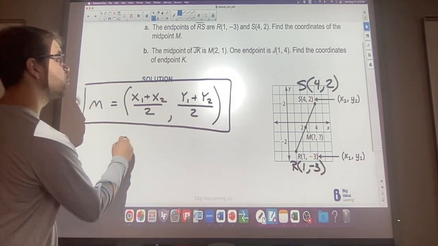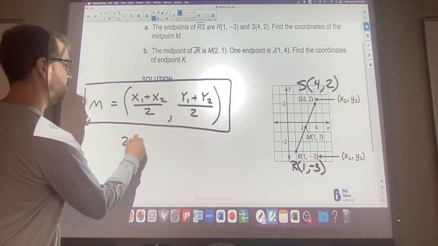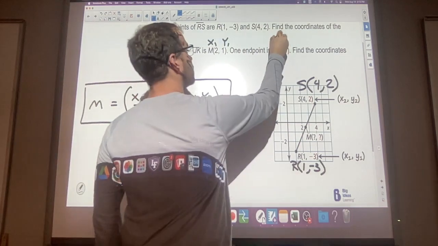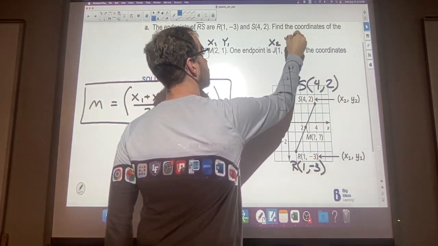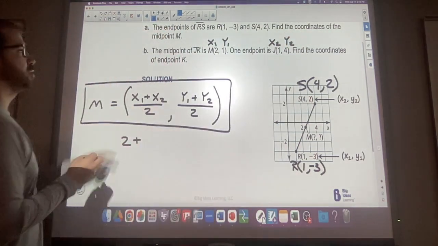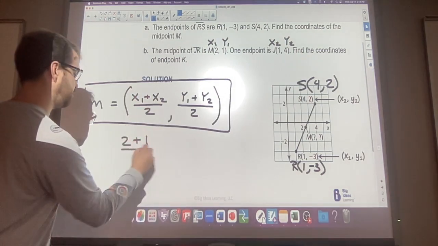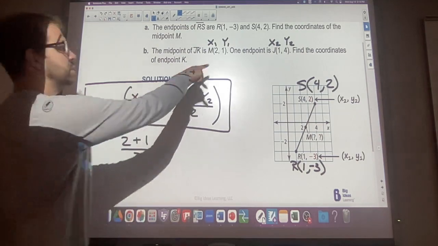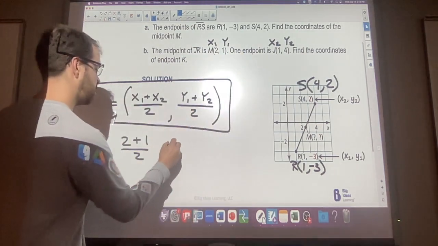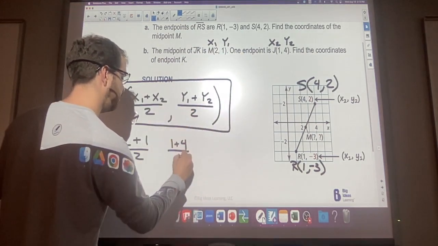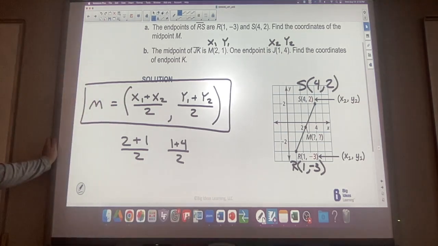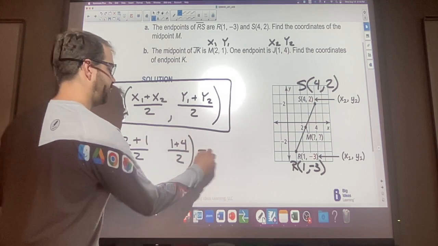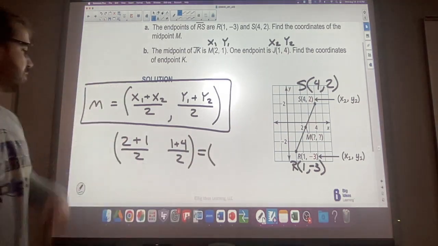All right, so my x1 is 2. So I'll just label them up here. This is my x1, this is my y1, x2, y2. So I've got 2 plus 1 over 2. And then I've got 1 plus 4 over 2. All right, now I can just simplify that down, and I get 3 over 2.